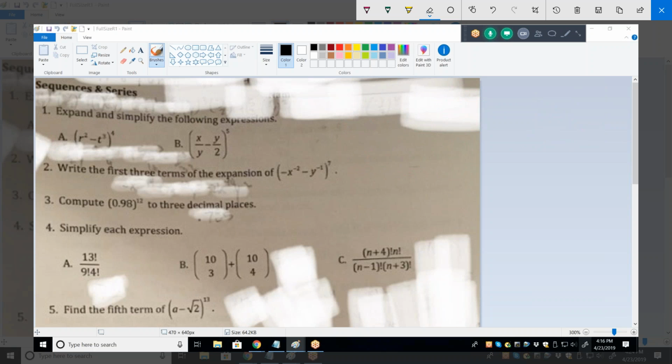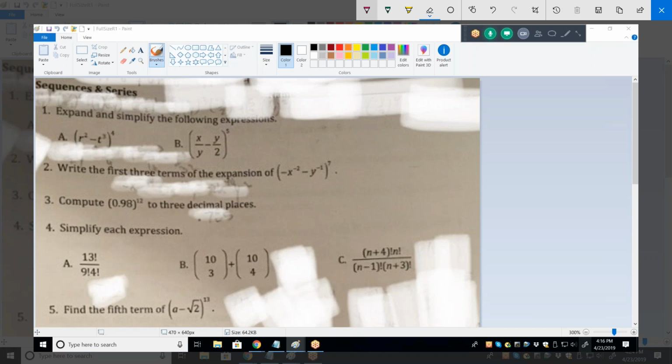So these are basically just plug in. Same with B. Same with 2. Just plug in that at x. Plug in minus x to the minus 2. 3, that's a little trickier doing that.